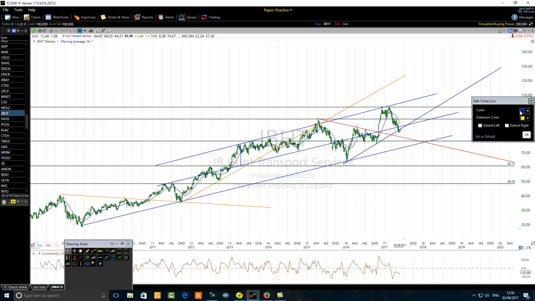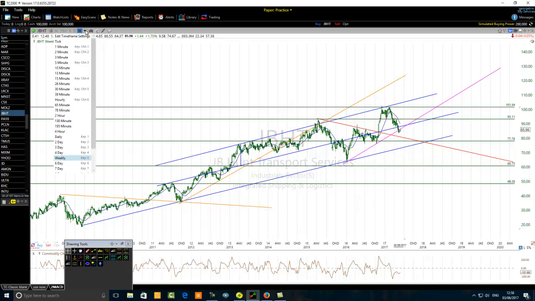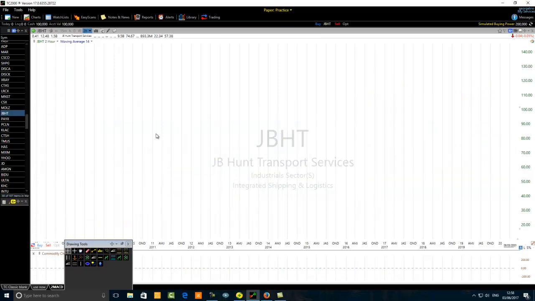Color this one pink to please the ladies that can trade better than men. Now I map out my weekly chart. Then from the weekly chart, what am I doing? I'm going back now to the 2-hour time frame.